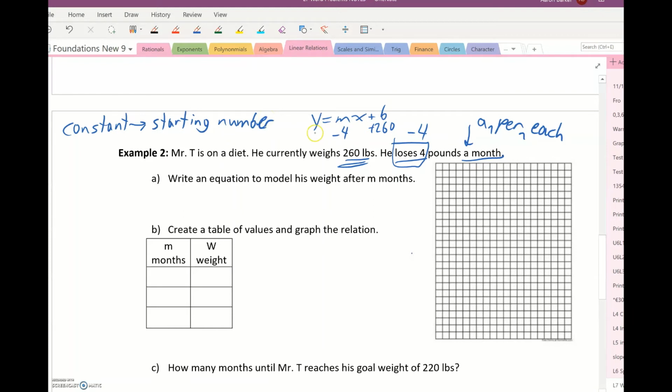So that's one thing you can look for, those key words. So we can get y equals -4x plus 260. To use words, we can use m for months and weight. So weight equals -4 times m plus 260. You'll notice this is usually going to be a capital letter.